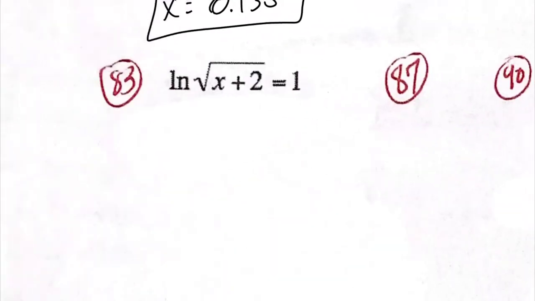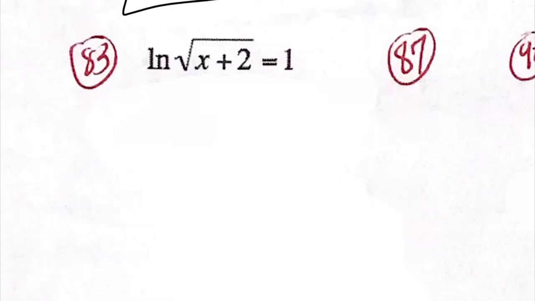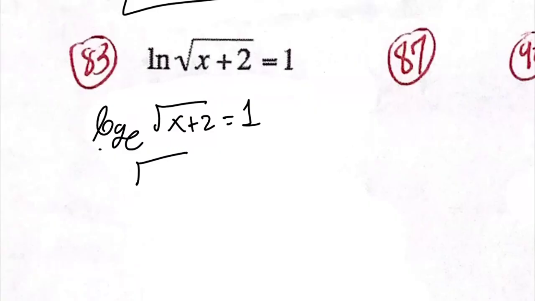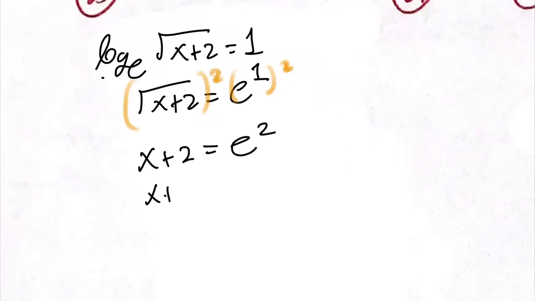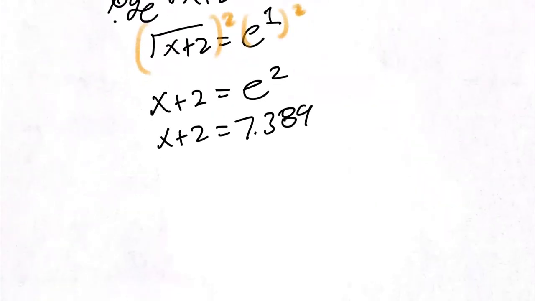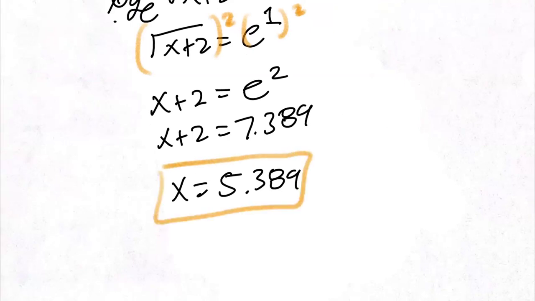Almost done. So convert it to exponential. Take the square of it, since we've got to get rid of the square root. So this would be x plus 2 equals e to the power of 2, which will give us 7.389. Subtract 2 from both sides. 5.389 would be our solution for the problem.